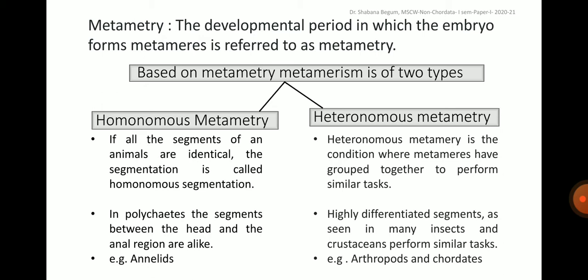In case of homonymous metametry, it is a repetition once again. All the segments of an animal are identical and the segmentation is called homonymous segmentation. While in case of heteronomous metametry, the metameres have grouped together to perform similar tasks.